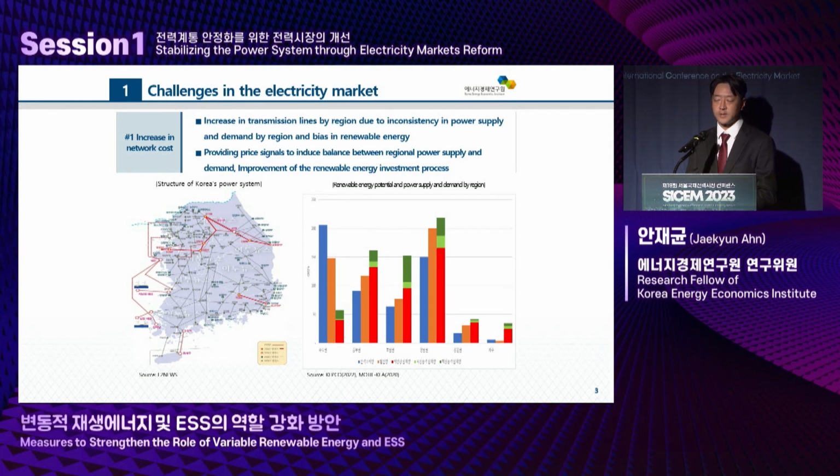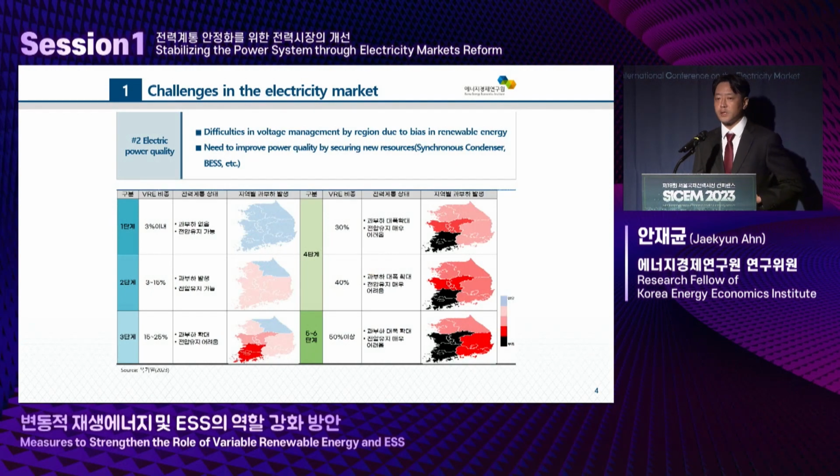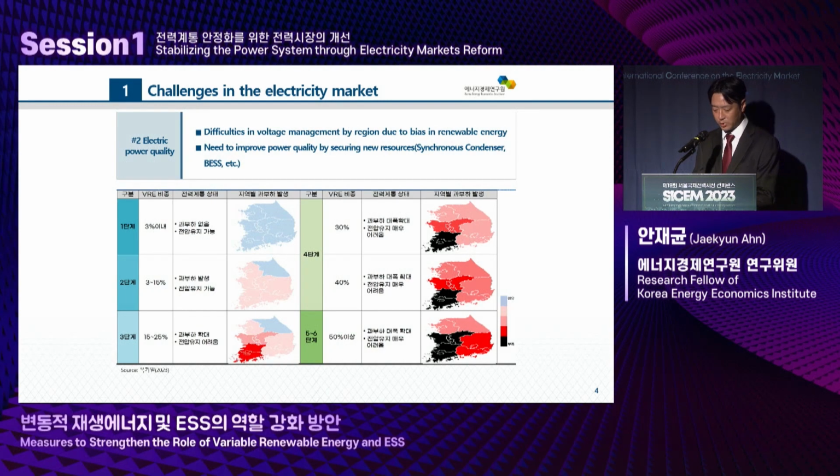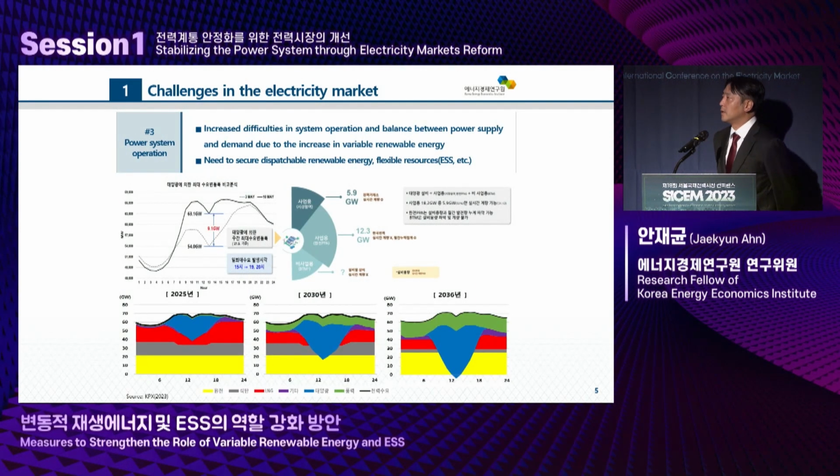This area has a huge potential, so if we encourage renewable investment in this area, we will see some increase in the cost for transmission. The increase of the transmission network is something that we have to resolve. And going forward, how can we secure power quality? Renewables are concentrated in the Honam area. We will see some voltage issues going forward. How can we solve this in a cost-effective manner?